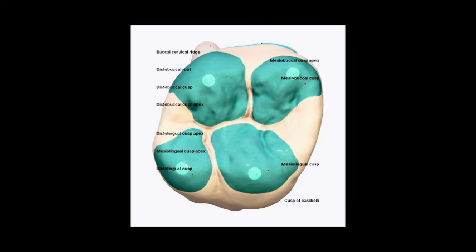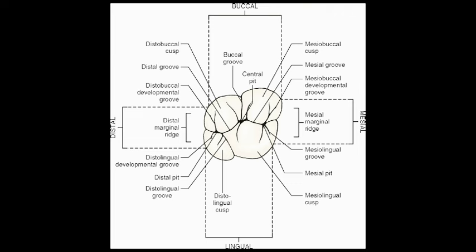Mesiobuccal, distobuccal, and mesiolingual cusps are called primary cusps. Distolingual and fifth cusps are called secondary cusps. Mesiobuccal, distobuccal, and mesiolingual cusps form a triangular arrangement, and this triangle is called the maxillary molar primary cusp triangle. There are four fossae: two major, two minor. Of the two major fossae, one is the central fossa, the other is the distal fossa. Of the two minor fossae, one is the mesial triangular fossa, the other is the distal triangular fossa.